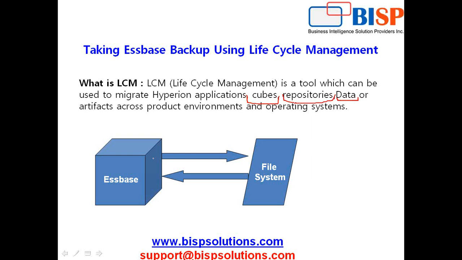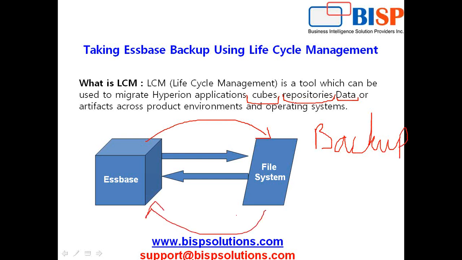In this diagram, I'm going to show you the simplest flow, from Essbase to file system. Basically, I'm going to show here how to take a backup. From file system to Essbase is a restore, right? So I'll take a backup manually, then delete the application and restore. And in this example, I also demonstrate that it restores not only the entire application but the Essbase cube data as well.